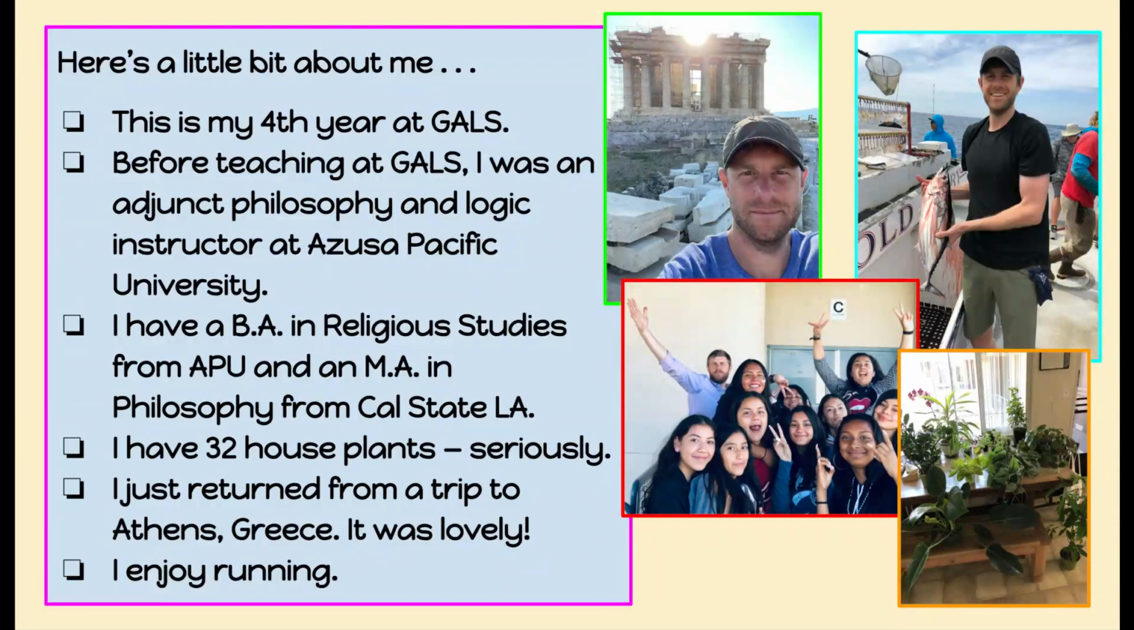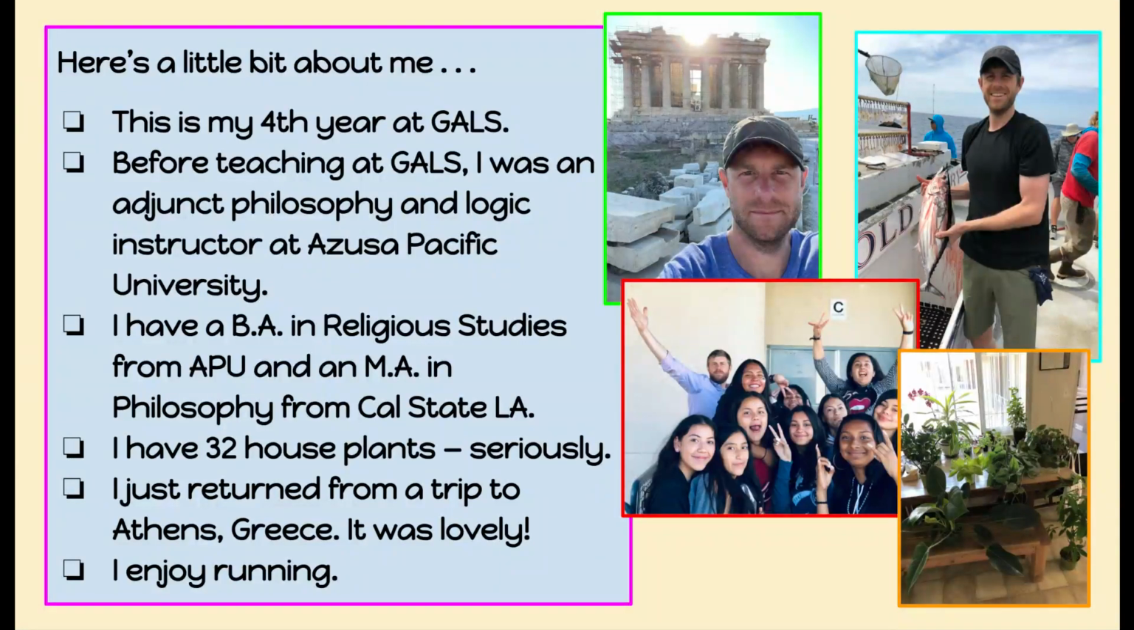I have 32 houseplants, and there's an image of just a couple of my houseplants in the bottom right-hand corner there. Also, I just returned from a trip to Athens, Greece. You can see an image of me with the green border around it. That's me standing in front of the Parthenon up on top of something called the Acropolis. Also, I enjoy running. And also, I decided to include a picture of me holding a tuna, a very bloody tuna fish that I caught way out during deep sea fishing one day.